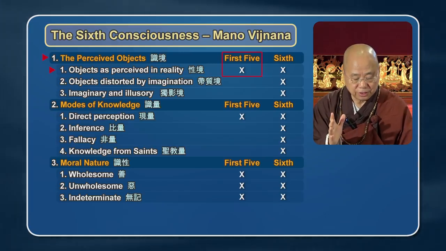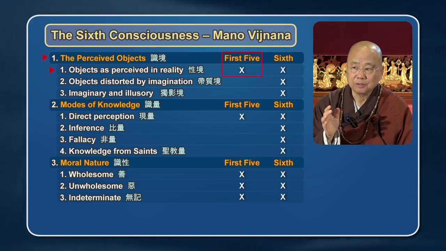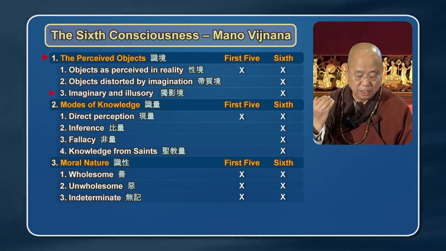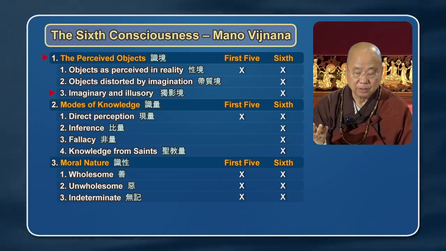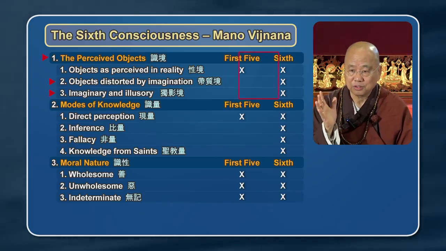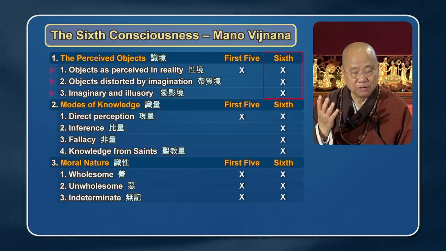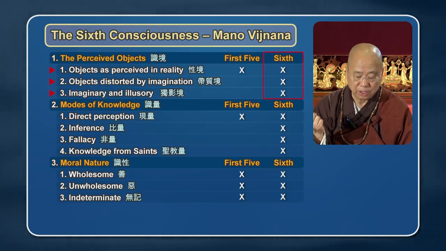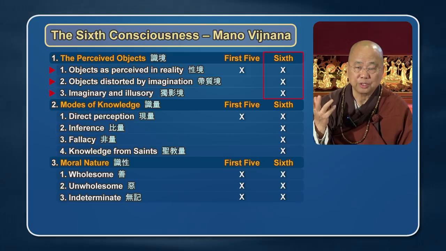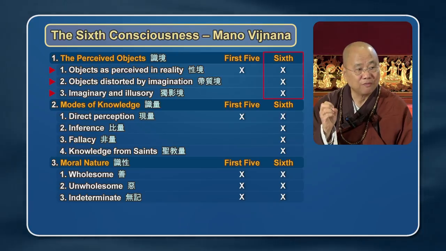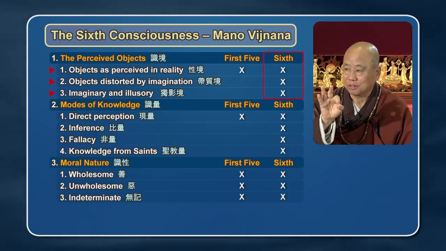The first 5 consciousnesses only perceive objects, raw objects, as they appear to be, and then objects distorted by imaginations, and objects out of imagination and illusion. These 2 states don't belong to the first 5 consciousnesses. So the 6th consciousness perceives objects in 3 ways: objects as perceived in reality, objects distorted by imagination, and imaginary and illusory externalities. So the 6th consciousness, the mano consciousness, is extremely effective in observing the 3 externalities.